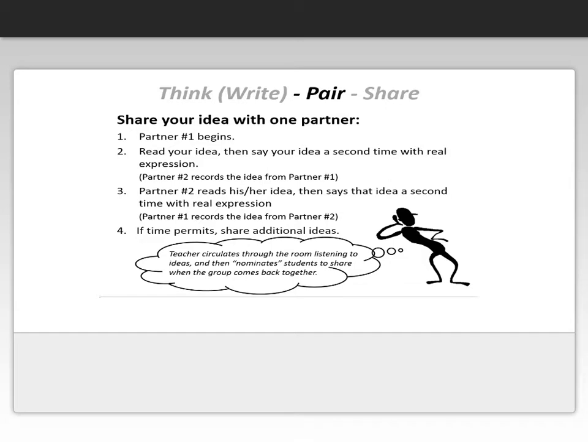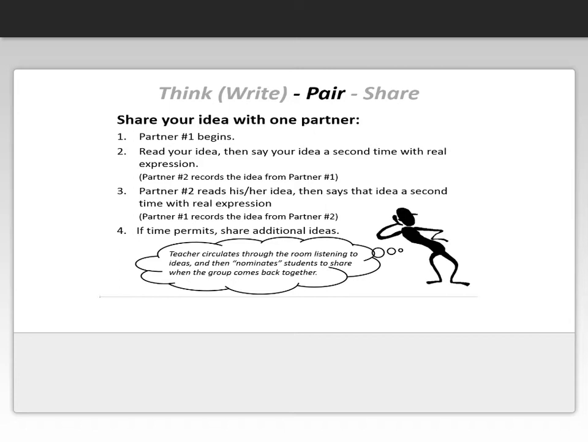Partner number one says, "A partner demonstrates active listening when she looks interested." The second time, the partner is going to look their partner in the eye and say it with expression. "A partner demonstrates active listening when she looks interested." Now partner two repeats that process. He or she reads the idea from the paper and then practices a second time.